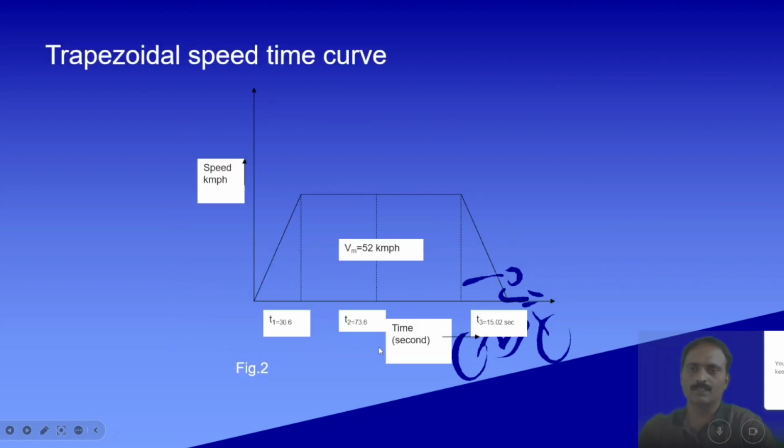We can also draw the graph of the trapezoidal speed time curve. So Vm is 52 kmph. Similarly you can find out the value of T1 using the formula Vm by alpha. 52 by 1.7, so you get 30.6 seconds. T2 we can find out later because it is found from capital T minus T1 minus T3. So first find out T3 as equal to Vm by beta. 52 by 3.3, so you get T3 as 15.02 seconds. And from this you can find out T2 as equal to 120 minus 30.6 minus 15.75, so you get 73.6. Once you represent all these values, the graph will be completed. That's how we have to simplify the problems regarding the trapezoidal speed time curve.